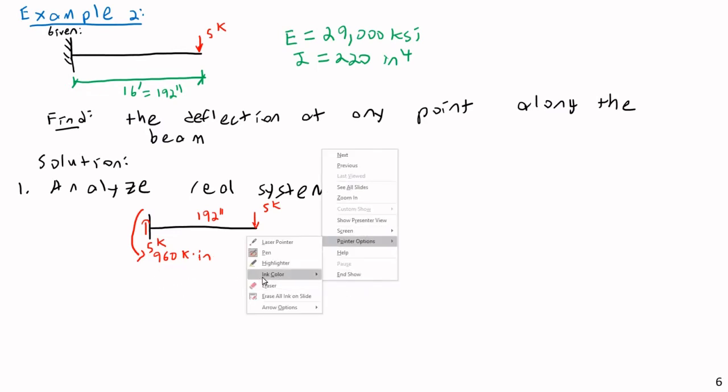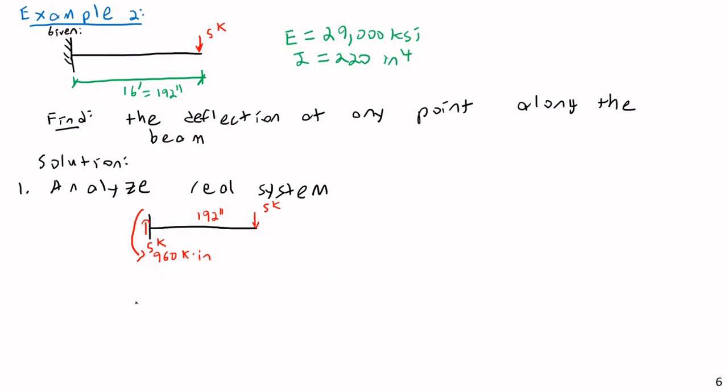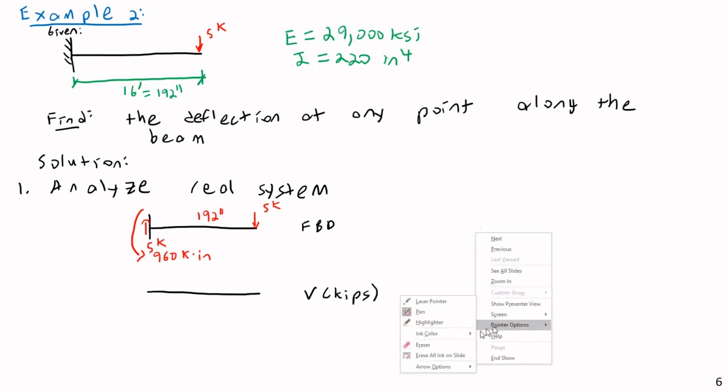Next, I want to find the shear diagram. And this is going to be fairly simple. So this is, again, the free body diagram, and then the shear in kips. And let's go ahead and find this.